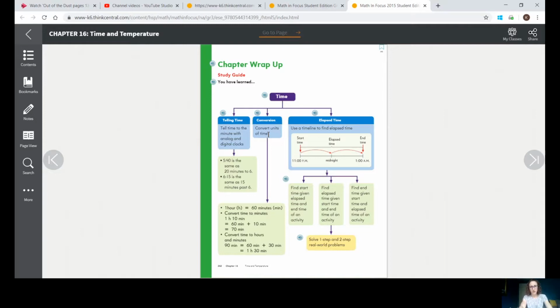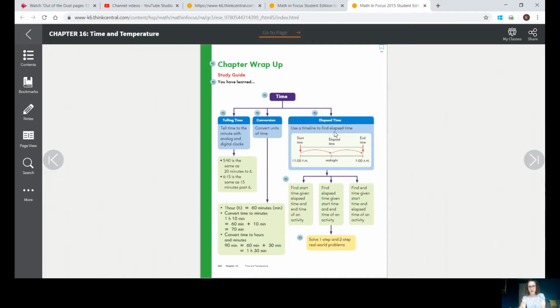Okay, conversion. You can convert units of time. So we know now that 1 hour, and here's the abbreviation, equals 60 minutes. We learned how to convert time to minutes. 60 minutes plus 10 minutes would be 70 minutes. We learned how to convert time to hours and minutes. So 90 minutes is the same as 60 minutes plus 30 minutes, which is the same as 1 hour and 30 minutes.